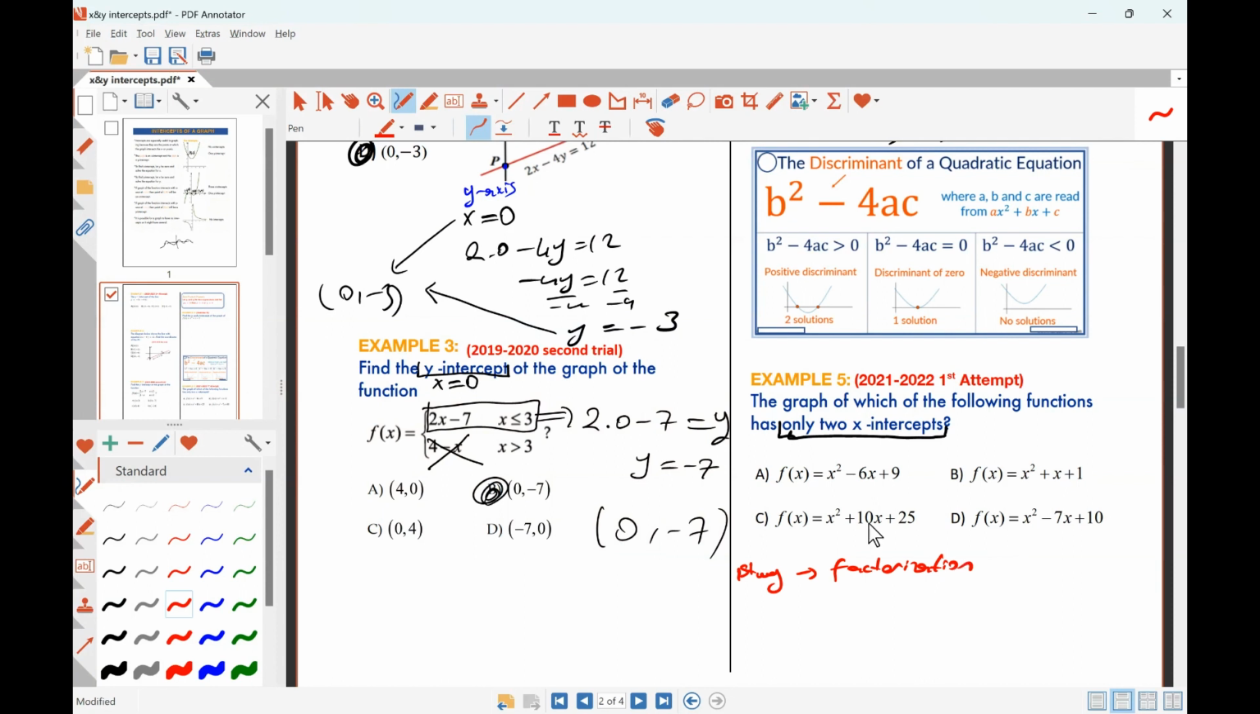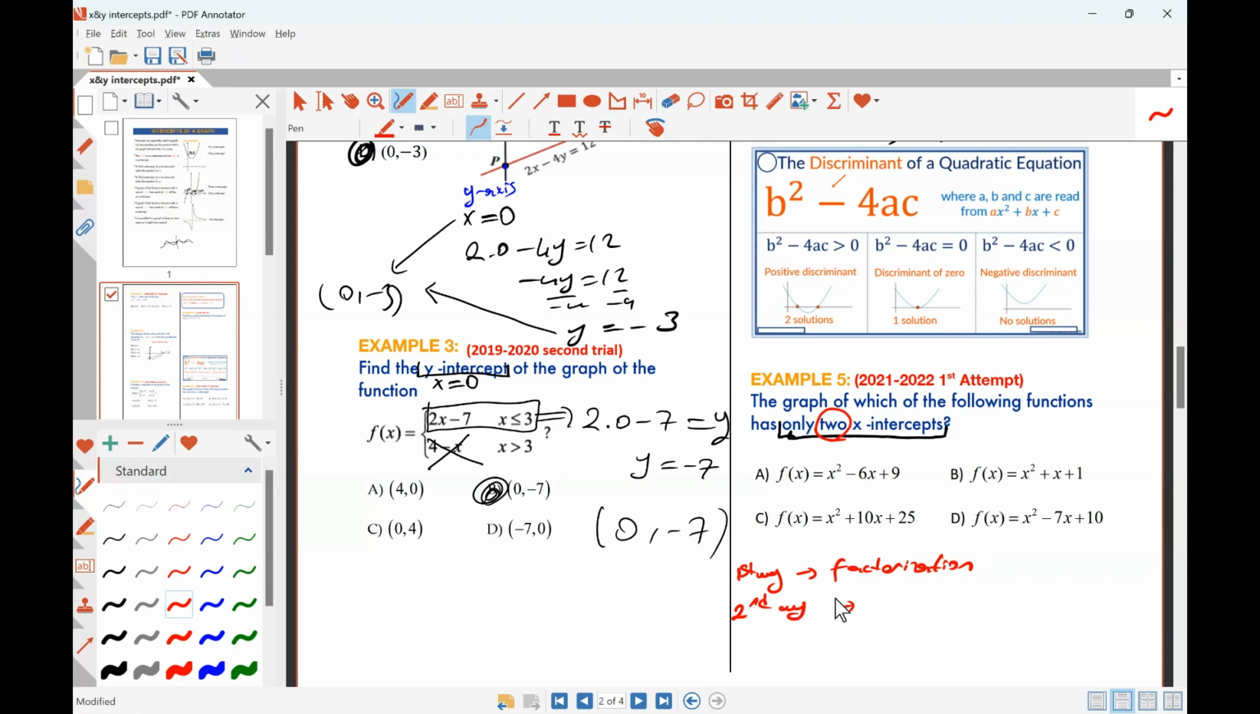We have quadratic equations in the options, so by using factorization we can find the x-intercepts and see how many we have. But the question is not asking about the exact value of the x-intercept. It just asks about the number. It says which one has two x-intercepts. So factorization is not necessary here. It takes time and it is not easy. So we have another way.